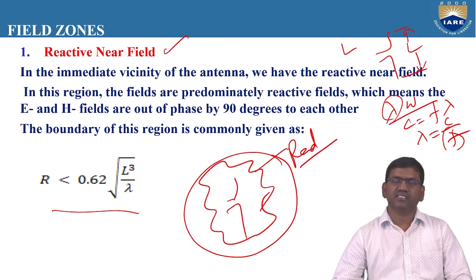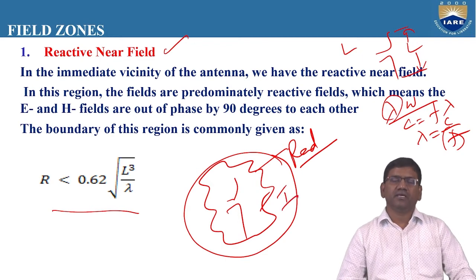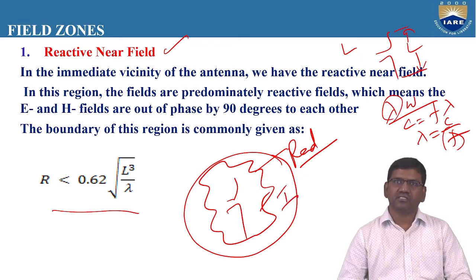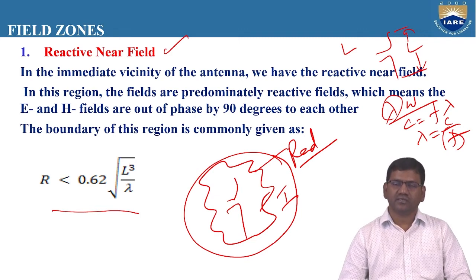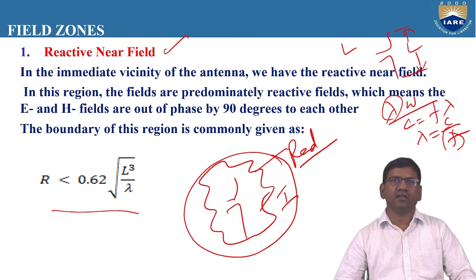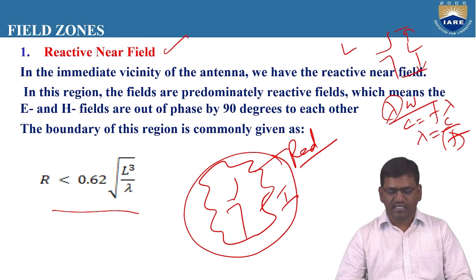The radiation pattern is non-uniform in the first zone, and at the same time the electric and magnetic fields are also not formed in this zone. The E and H fields are out of phase by 90 degrees to each other. So a non-uniform radiation pattern is observed in the near field, where E and H fields are not formed, and they are out of phase by 90 degrees.